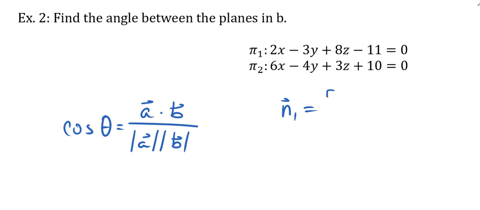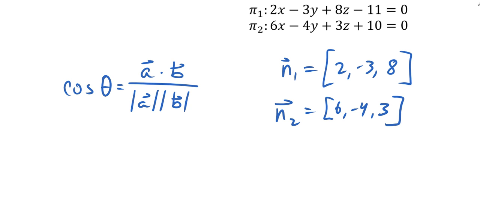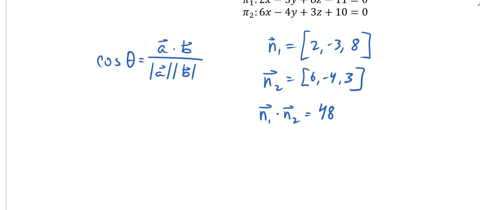So n1 is 2, -3, and 8. I'm just rewriting this. And n2 is 6, -4, and 3. And we already calculated this. If we hadn't, then you would have to do it. n1 dot n2 is 48. What else do I need for this formula? The magnitude of n1 and the magnitude of n2.